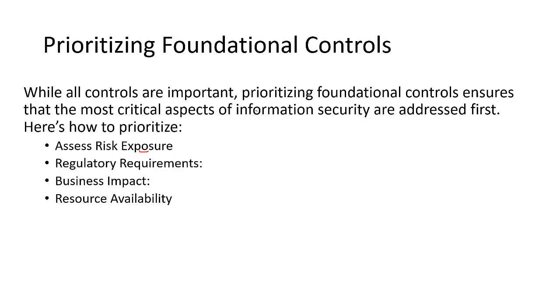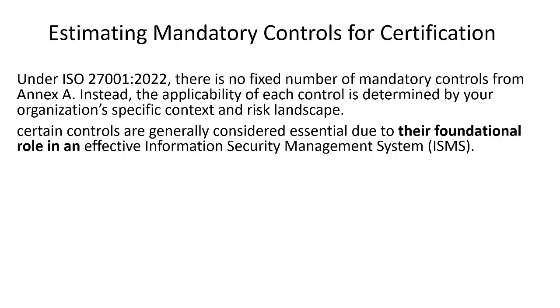Second, based on regulatory requirements, you need to prioritize the controls mandated by the applicable law and regulation. You cannot skip that. Third, business impact: you need to implement controls that protect the critical business functions and sensitive data first. And fourth is resource availability, where you allocate resources to implement and maintain controls that provide the highest security value. Is it clear? These are the factors we have. There's no video which can cover this much, because this is something I face practically in the organization. Now the question is how to estimate mandatory controls.